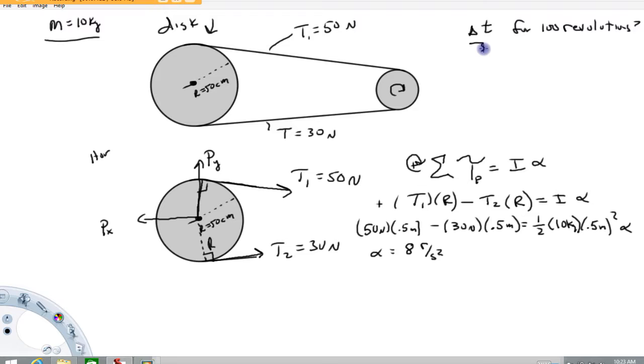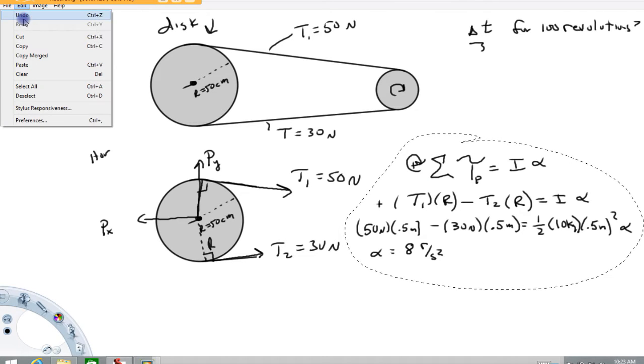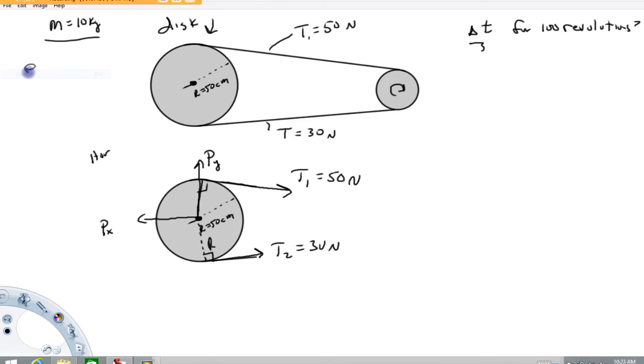In order to do that, we're going to want to study the motion of our disk here. So I'm going to go ahead and get rid of what I don't need anymore. All right, I don't need this. Anybody watching can always go back and take another look. Clear, okay.